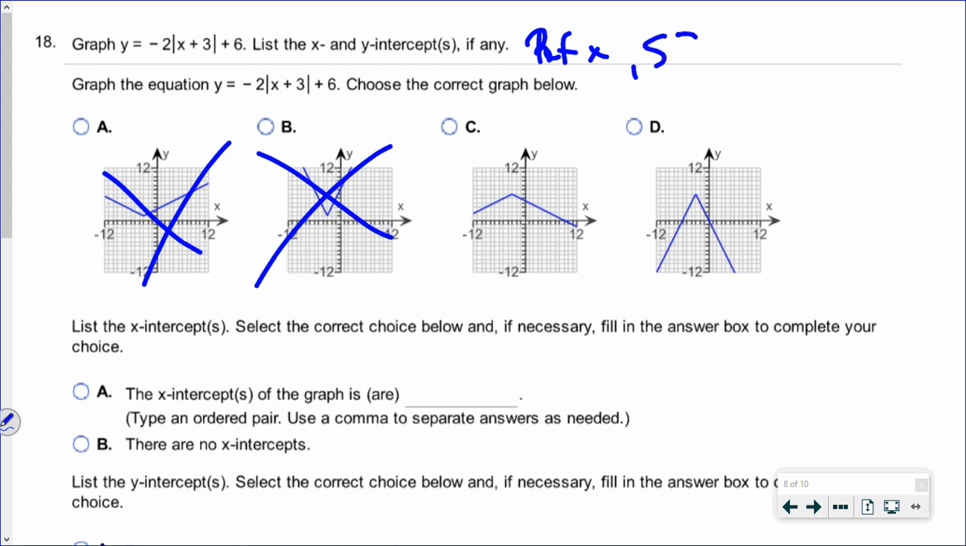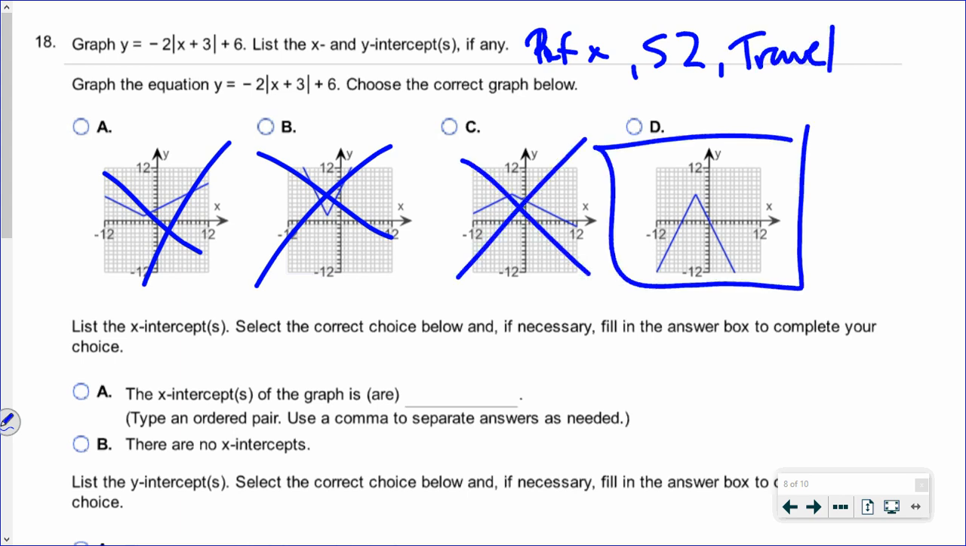Then stretch of 2. So is it travel mug or cereal bowl? It's travel mug, which means it's long and skinny. So it's not going to be C, it has to be D. Yes? Okay, then it says to find the x-intercepts.